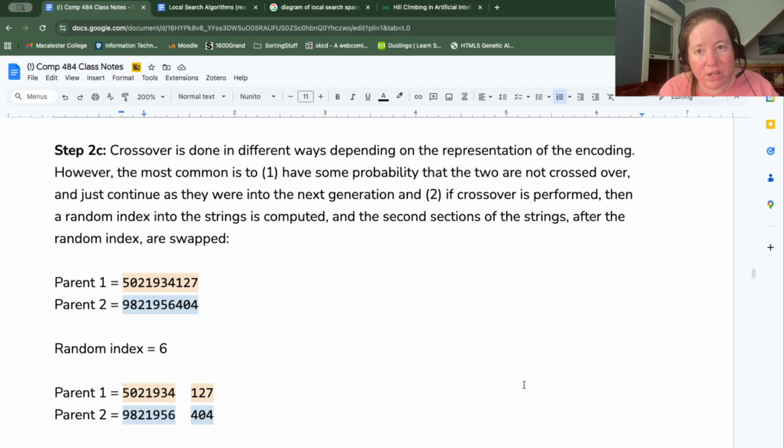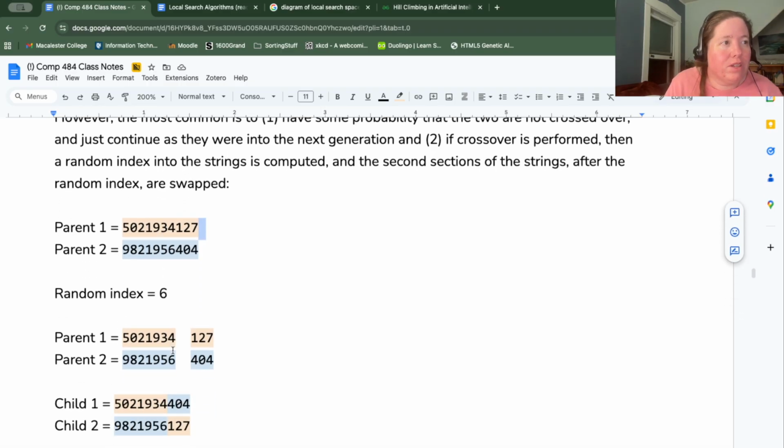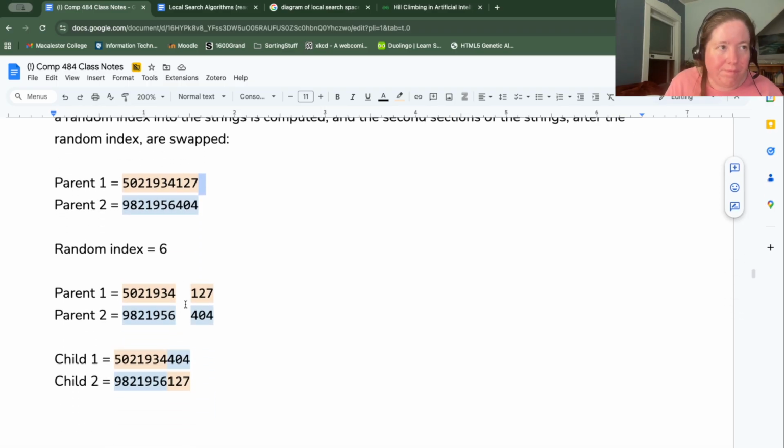So if crossover is performed, we compute a random index into the strings, and then we slice the string at that position. So I have an example right here. We have 2 strings of numbers. This is our encoding of our solutions, and we say the random index is 6: 0, 1, 2, 3, 4, 5, 6. We're going to have 6 be the last value that's in the first part, and then the position 7 and onward is going to be what remains. So you can see I then split them at that randomly selected cut point.